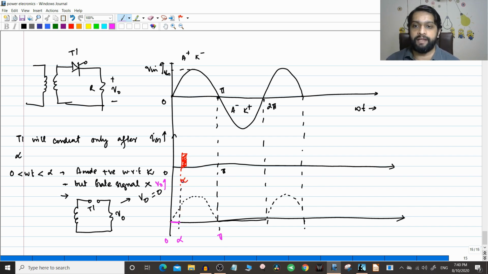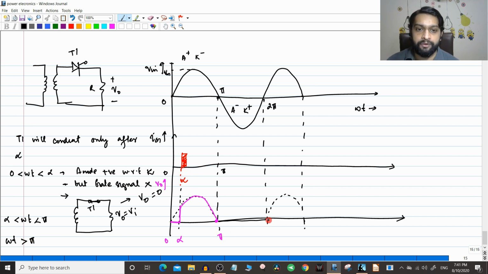But once you reach the alpha value, that is when omega t is between alpha and pi, at alpha you are giving the triggering. You can see that the anode is positive with respect to the cathode in the positive half cycle. So at this point the thyristor will conduct, and the V0 value will be equal to Vi. The graph will be exactly the same as Vi. So this is the Vi graph, and now V0 will be equal to Vi, like this. After this point, that is omega t greater than pi.